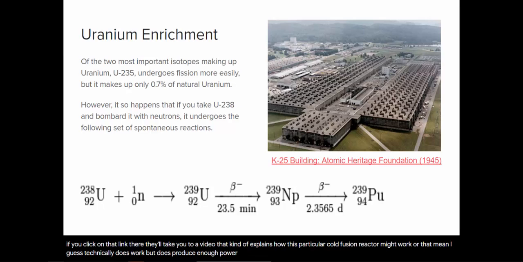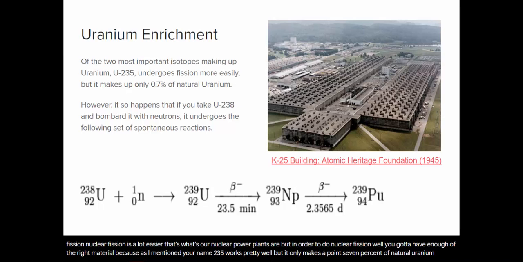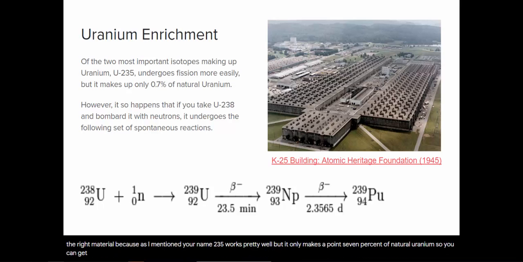All right, so let's go to the other end, nuclear fission. How do we get nuclear fission? Well, nuclear fission is a lot easier, and that's what our nuclear power plants are. But in order to do nuclear fission, you've got to have enough of the right material. Because as I mentioned, uranium-235 works pretty well, but it only makes up 0.7% of natural uranium. So how do you get enough? Well, you do a process called uranium enrichment, and there's different ways to do it.